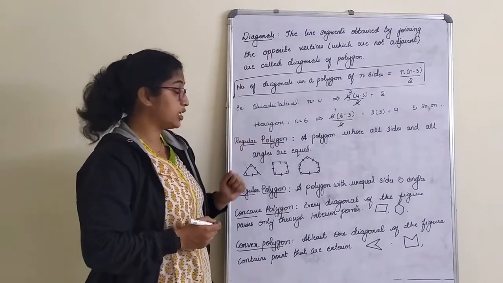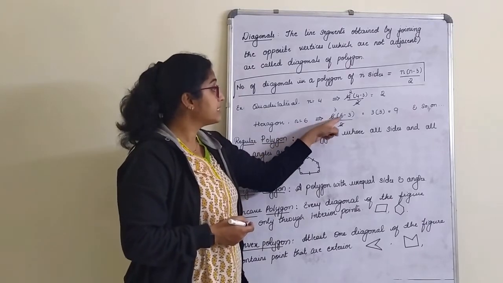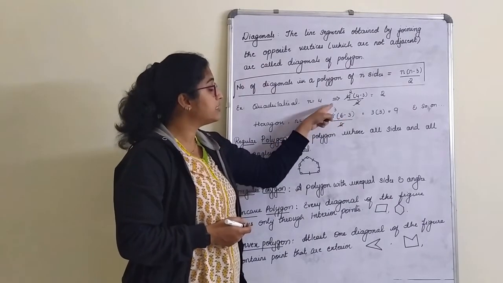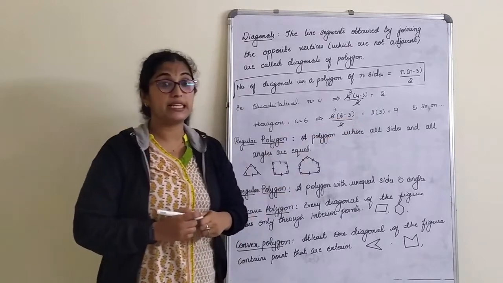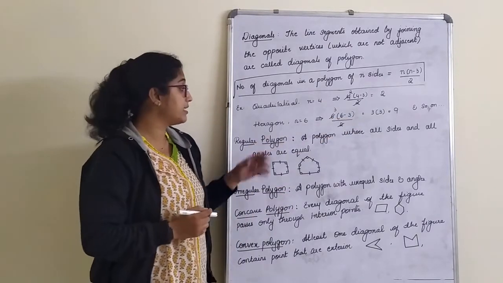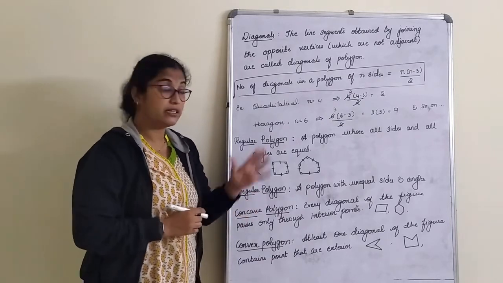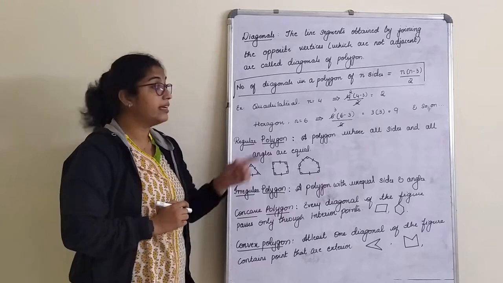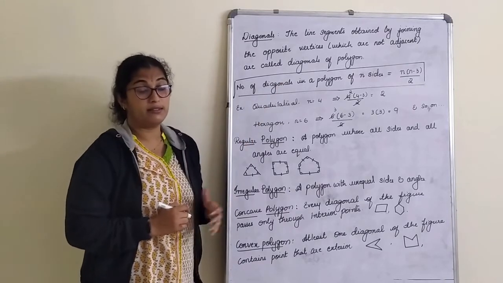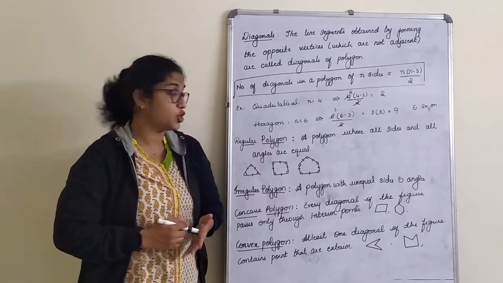We'll check for a hexagon. The number of sides is 6. So 6 times (6 minus 3) by 2. 6 minus 3 is 3. 2 threes are 6, 6 times 3 is 18, divided by 2. We can draw totally 9 diagonals in a hexagon. So this is how we can find the number of diagonals in a given polygon, and the formula to calculate this. It is very useful for 1 mark MCQs or fill in the blanks type of questions.